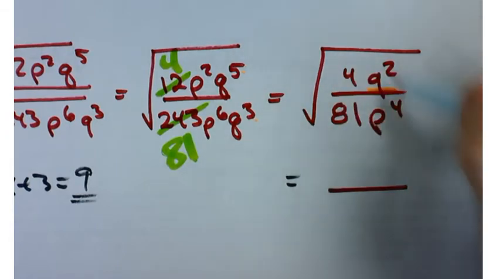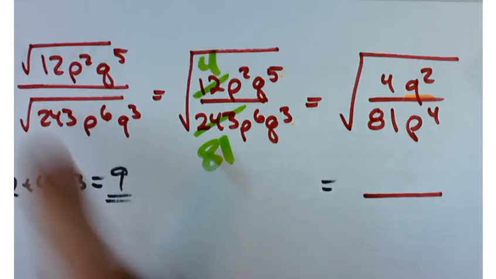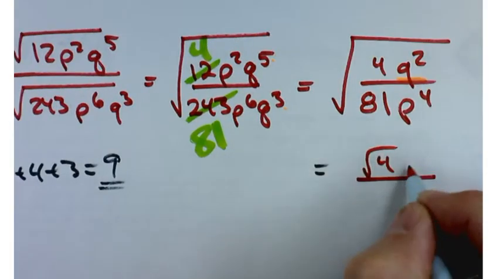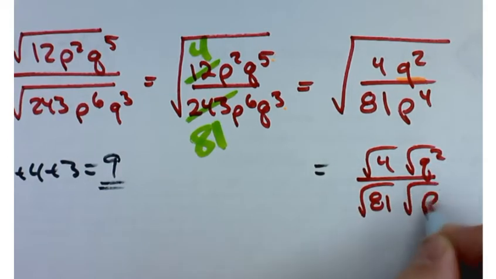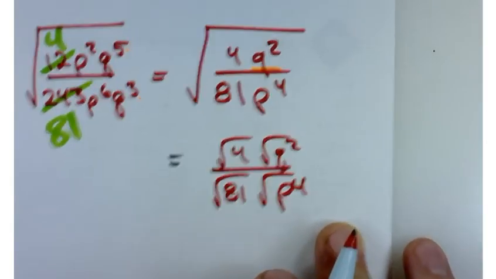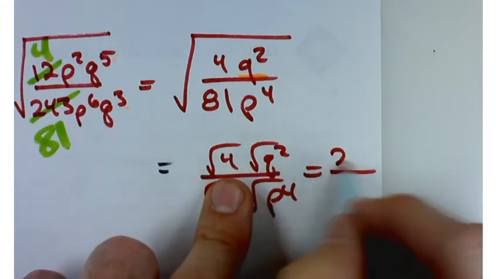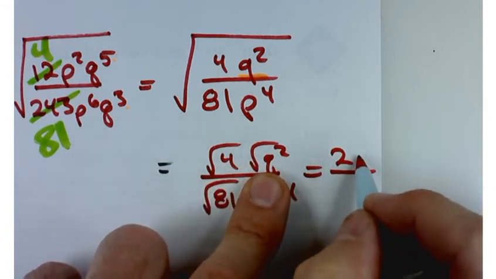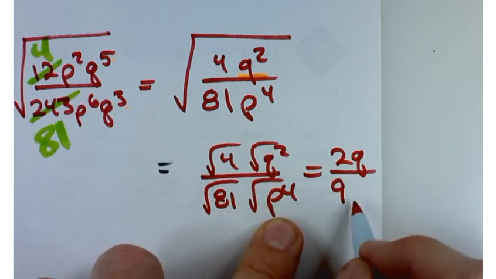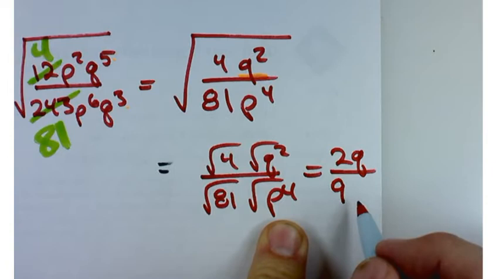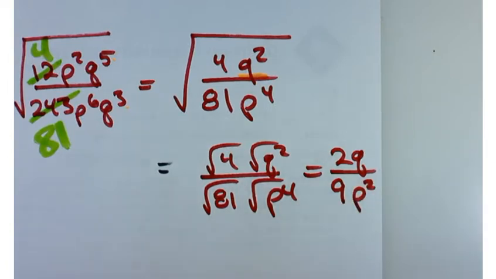Let's take the square root of each of these. Now, I'm not going to break it up again. I could. You could break it up as the square root of 4, square root of q squared, square root of 81, and the square root of p to the 4th. I don't expect that. Let's just simplify it. Square root of 4 is 2. What's the square root of q squared? Q. 9. Square root of p to the 4th? That's the only hard part left. P squared. Oh, you're making me look good. Thank you. And that's it.